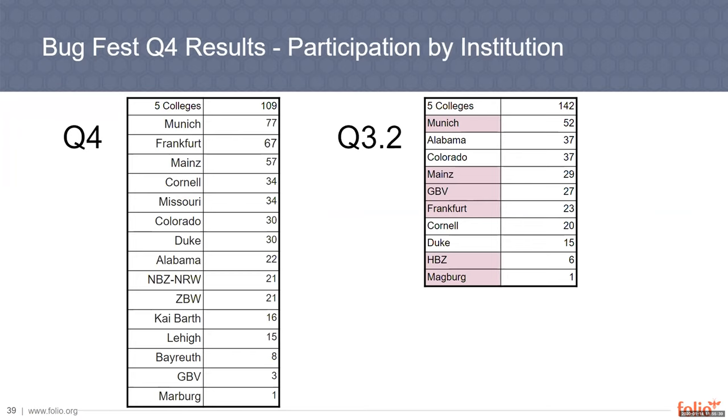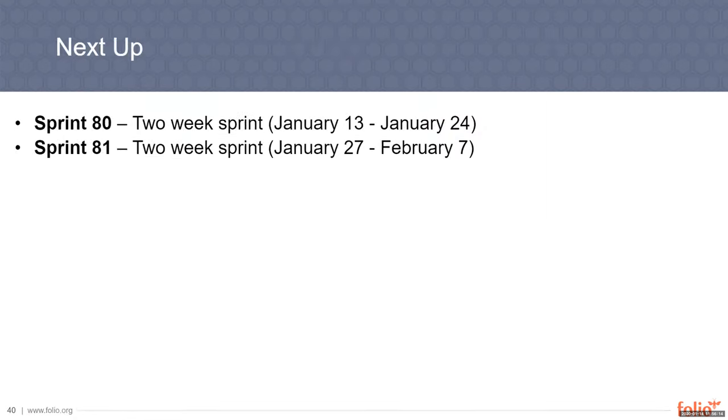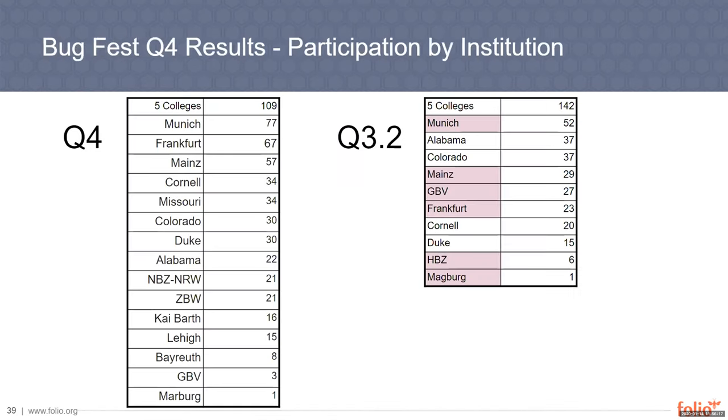This is just a list of libraries that were participating. So we got a lot more libraries in Q4, and a lot of them were from Germany. So big participation from 5 colleges and big participation from German libraries, I think, because they are also planning to go live at some point, but they were very active in this test cycle. Nice. And I think that's my last slide. Yes, so thank you very much.